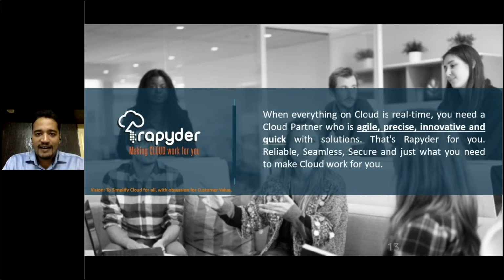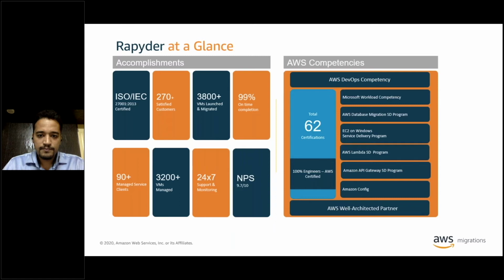Rapyder started around 4 years back. We are an advanced consulting partner with AWS. We already have the Microsoft Windows workload competency. So we have the advantage and the experience of managing more than 40 to 50 projects on Microsoft workloads specifically over the last 4 years. Our vision as a company is to simplify cloud for all with obsession for customer value. So we always align with the customer to see where he sees value in what we are doing for him.